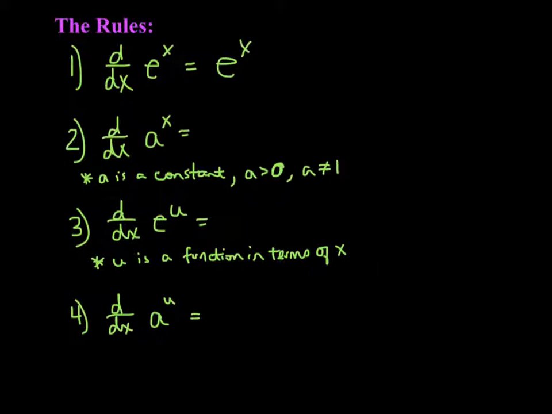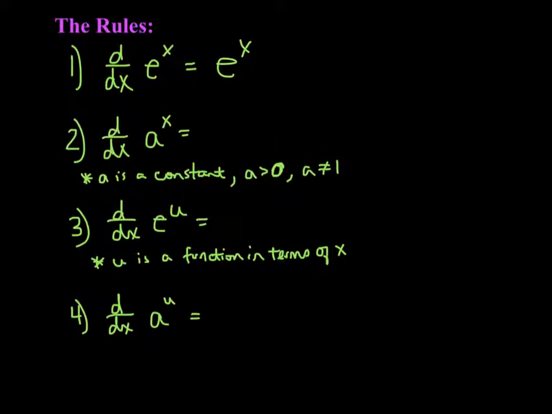Okay, so the derivative of e to the x is e to the x, which is a nice easy one to start with. All right, what if we take the derivative of an exponential function where the base is something other than e? Now that base has to be a constant, as I wrote here. a has to be a constant, a has to be a positive number, and a cannot be 1.